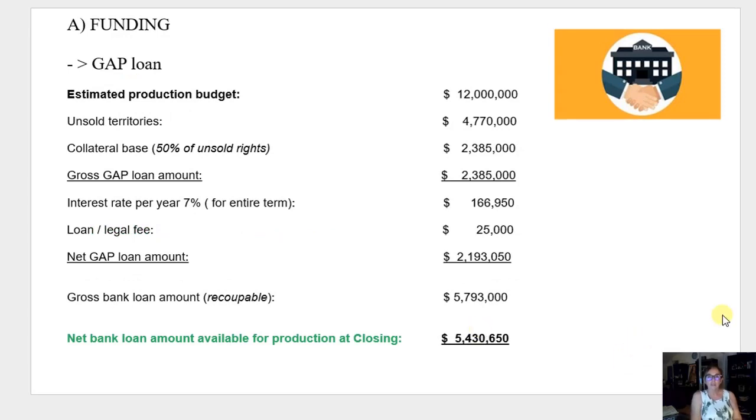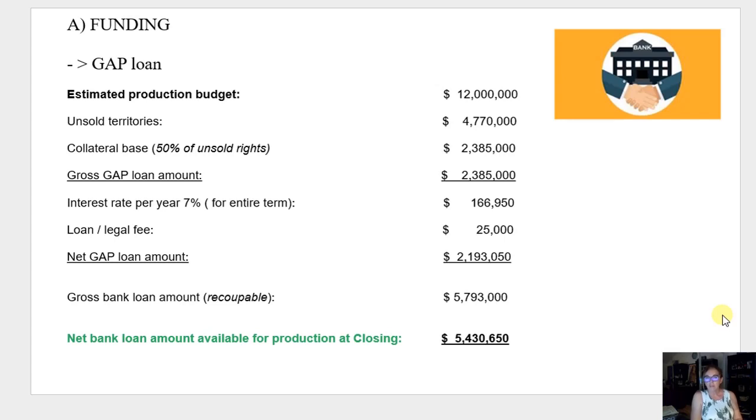The gap loan is a loan that is not based on contracts, does not have assets against it. It's an unsecured loan. And it looks at the rights that we have not sold yet. Remember, the pre-sales we've sold, and they're called pre-sales because we sold them before the movie is being made or is made. And the unsold rights are the rights we still have available to sell at this point.